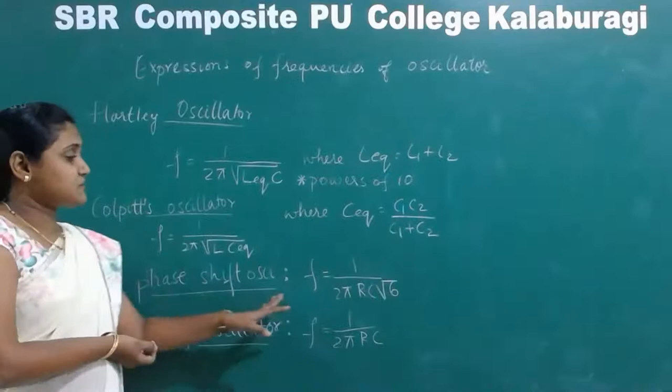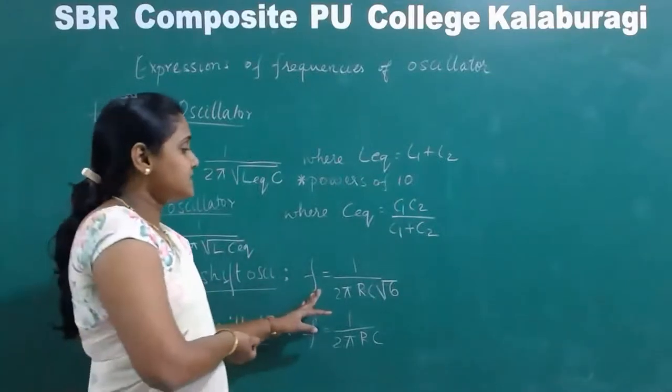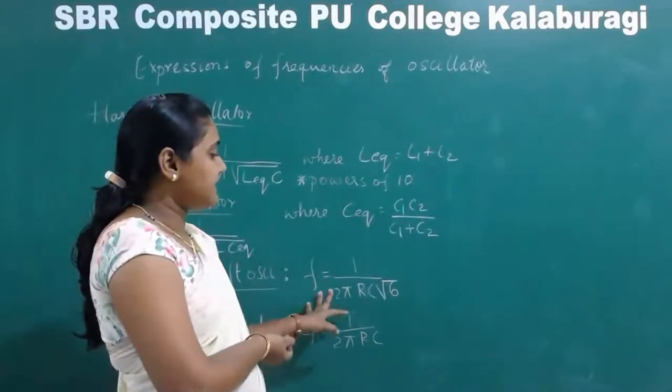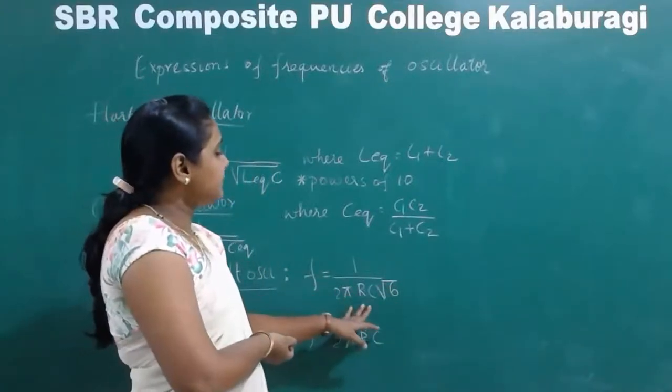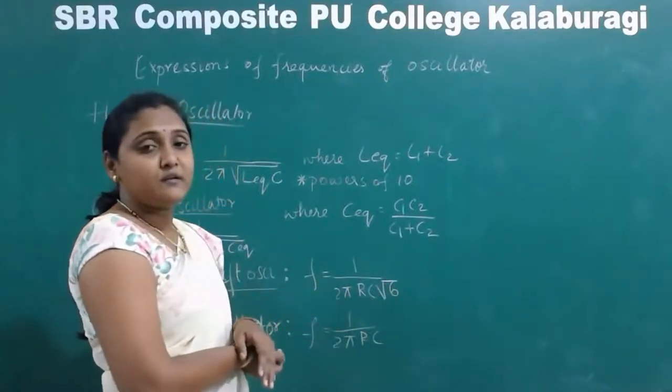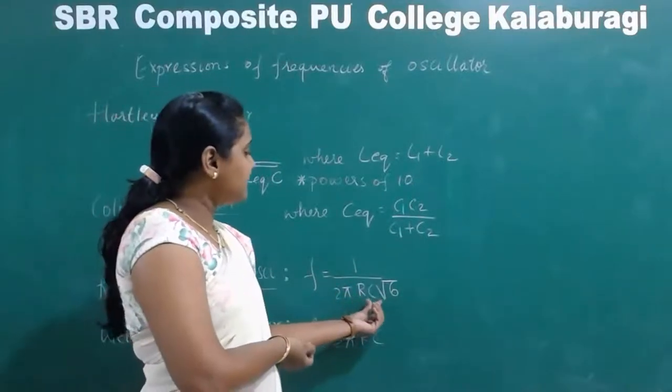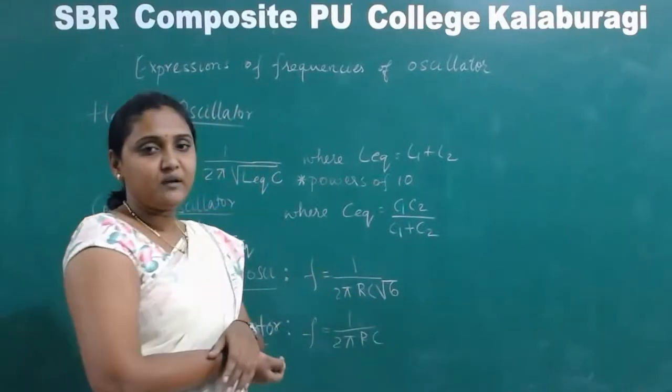Next, for the RC oscillator, frequency is supposed to be calculated, the value of R is given, C is given. The values of R and C will be given and we will calculate the value of frequency by simply substituting the value of R here, C here, and finding the value of F.